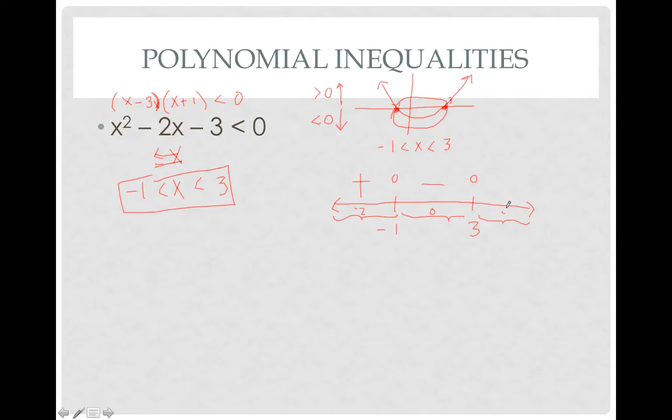Likewise, I'm just going to choose an easy number on the right. I don't care what you choose. I'm going to choose 4. 4 squared is 16, minus 8 is 8, minus 3 is 5. That gets a positive value. So this tells me, because I'm looking for less than 0, I'm looking for negative. It tells me, again, x has to be between negative 1 and 3. So my answer to this question, what x values make this true? Well, the x value is between negative 1 and 3.